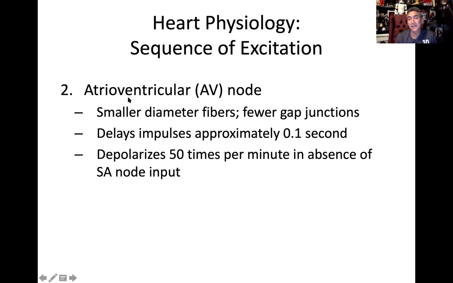Now, what ends up happening here, we have a traffic jam. The SA node fires, this impulse goes through all the atria, and then it takes a little while. Like in traffic, if you have all these lanes open and all of a sudden there's an accident or construction, many lanes convert into one lane. It causes a traffic jam and slows the flow of traffic. So we have the slowing of the information here. Traffic is slowed, the electrical signal is slowed, and there's a delay here. And that's normal. It's a normal process in cardiac physiology.